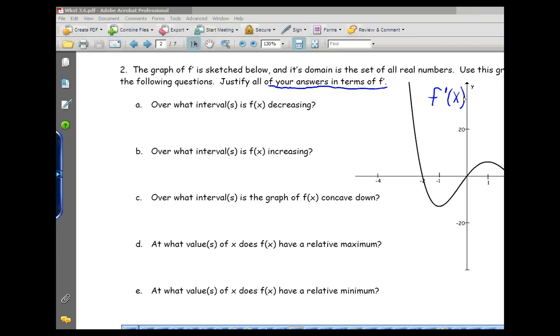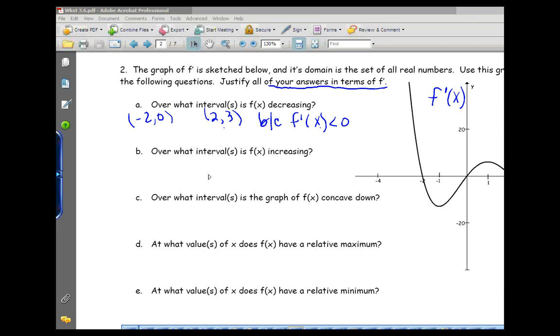All right, so A, over what interval is f of x decreasing? Well, if f of x is decreasing, what does f prime need to be doing? It needs to be negative. A graph being negative just means that the graph is below the x-axis, or the y values are negative. So what are the intervals where f prime is below the x-axis? Okay, negative 2 to 0 and 2 to 3. You do not need to put the union unless you want to put the union between them. All right, and then I have to justify in terms of f prime, so because f prime of x is what? Less than 0.